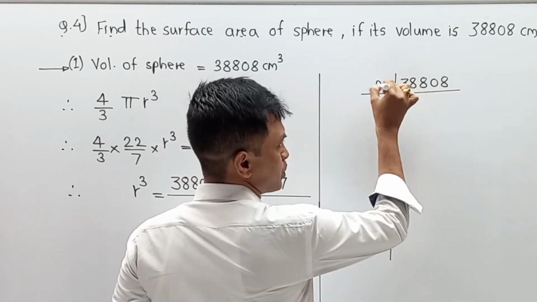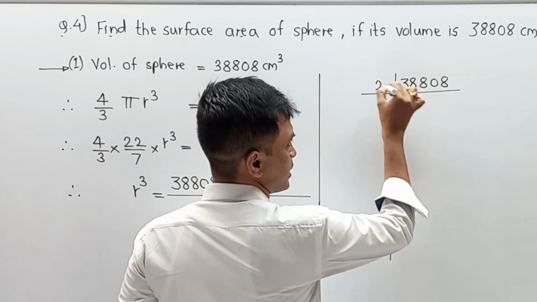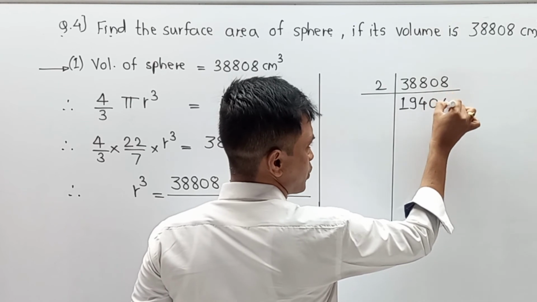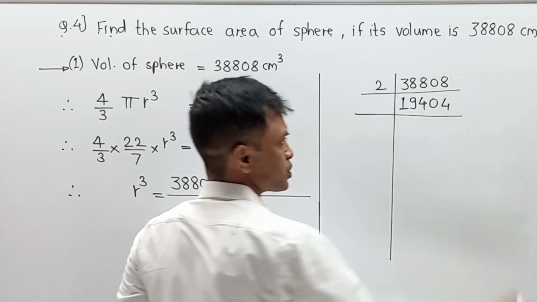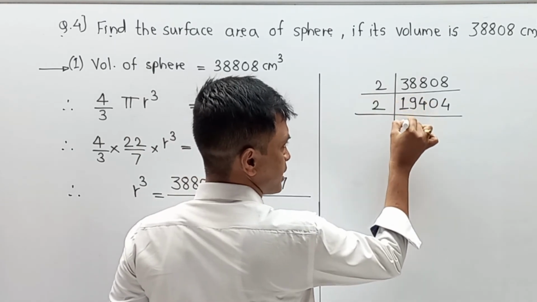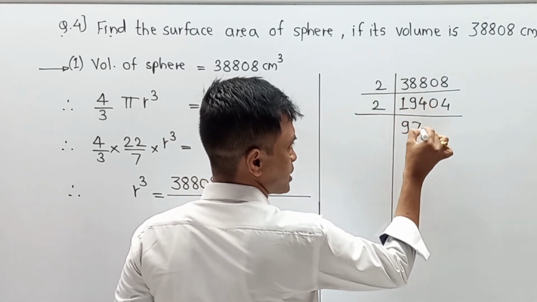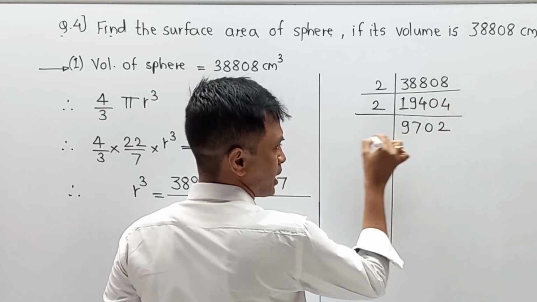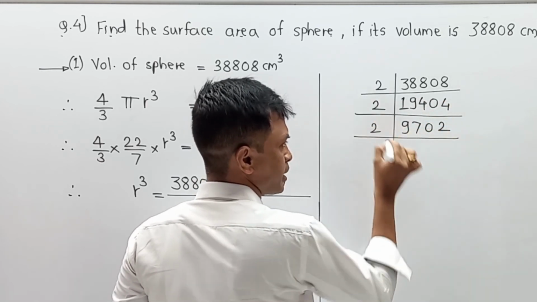2 1s are 2, carry 1, 2 9s are 18, 2 4s are 8, 2 0s are 0, and 2 4s are 8. Again the last number is 4, so dividing it by 2. So 2 9s are 18, carry 1, 2 7s are 14, 2 0s are 0, and 2 2s are 4. Again the last number is 2, so dividing it by 2.